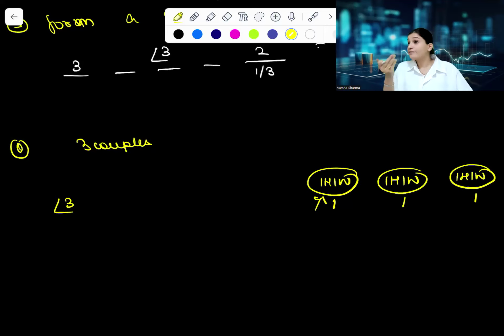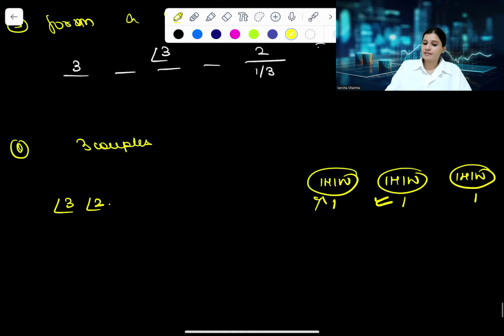Husband can be on the left or wife can be on the left. So the first couple, first husband, wife can arrange among themselves in how many ways? 2 factorial. The second couple can also do that, arranging among themselves in factorial 2 ways. The third couple can arrange among themselves in factorial 2 ways. Yes or no?